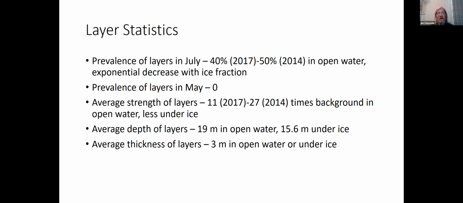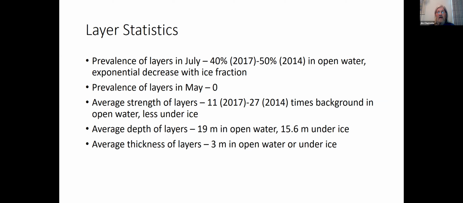So those layers in July in 2017 covered 40% of the area in open water. In 2014, 50% of the open water flight tracks were covered with subsurface chlorophyll layers. There's an exponential decrease with ice fraction as we go into thicker and thicker ice. In May, stratification really didn't exist yet, and we saw virtually no layers.